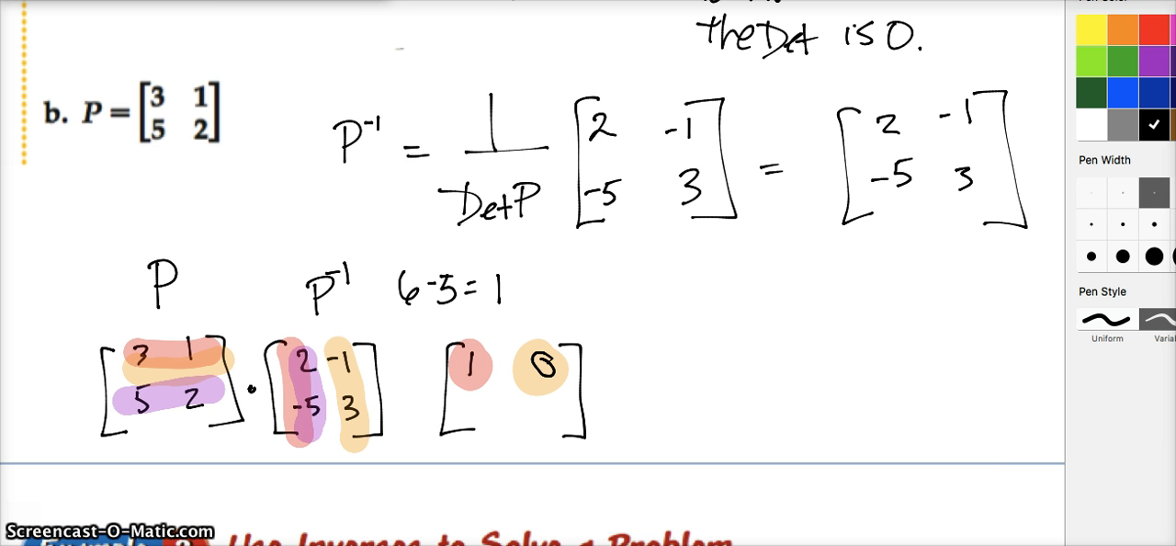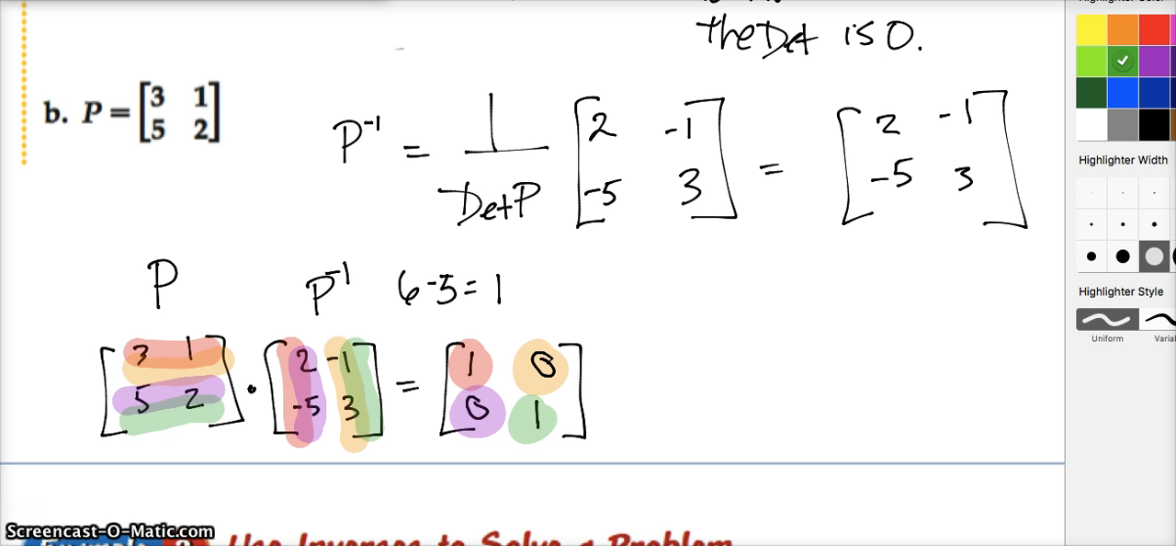5 times 2 is 10. 2 times negative 5 is negative 10. Add those together. I get 0. And finally, 5 times negative 1 is a negative 5. 2 times 3 is 6. Add those together. I get 1. It worked out, guys. Here we are with the identity matrix.